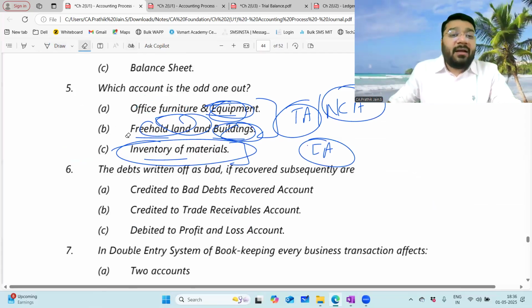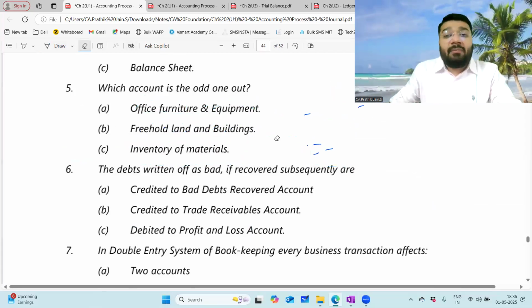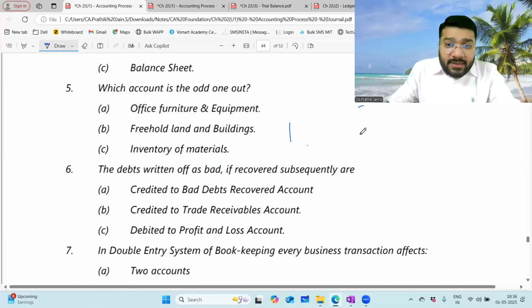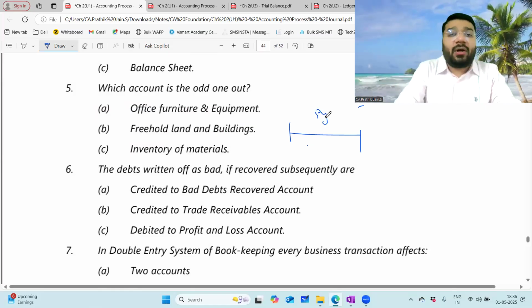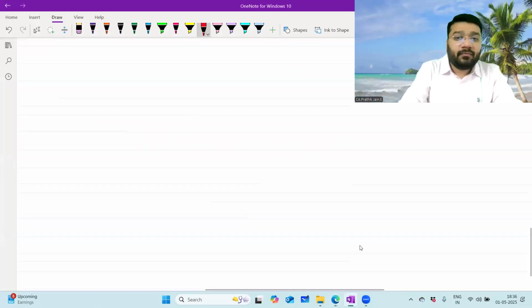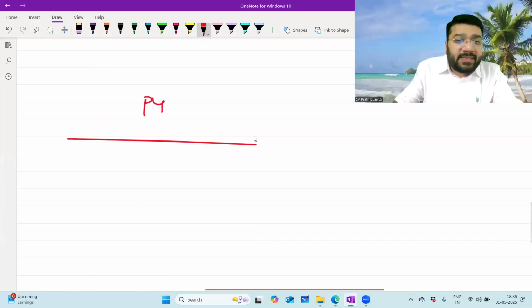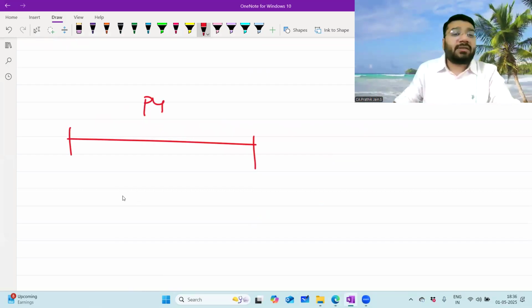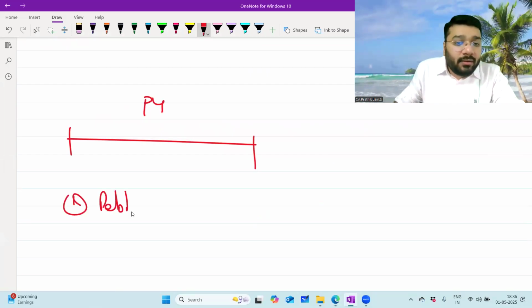Please tell me about debts written off as bad debt. The bad debt which is already written off means last year you did a sale. Previous year you did a sale. The entry was what? Debtor to sale. Debtor account debit to sale. I'll do it on the whiteboard. Previous year you did a sale. The entry was debtor to sale. How much?